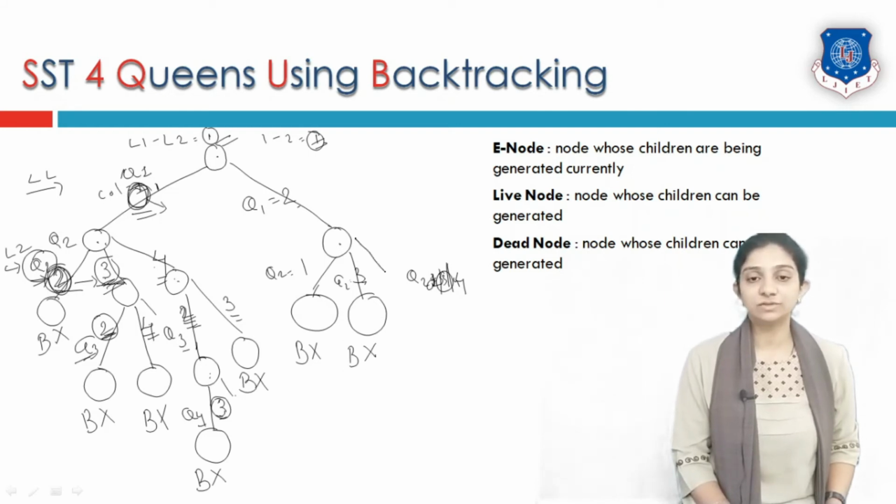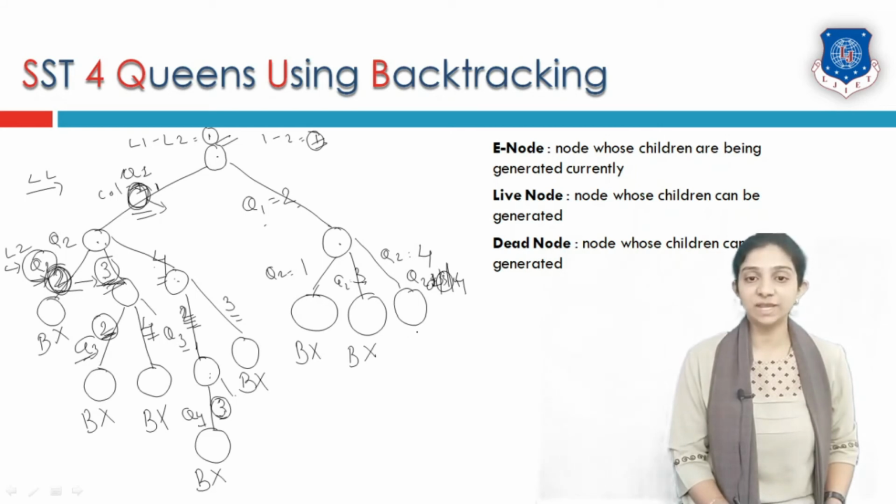So we will go back and generate another node of queen 2. The third option of queen 2 is column number 4. Now the level difference of these two levels is 1 and the difference between column numbers is equal to 2. So the difference of level is not equal to the difference of column. So we can start growing our tree from this particular node. So this node is generated for placement of queen number 3.